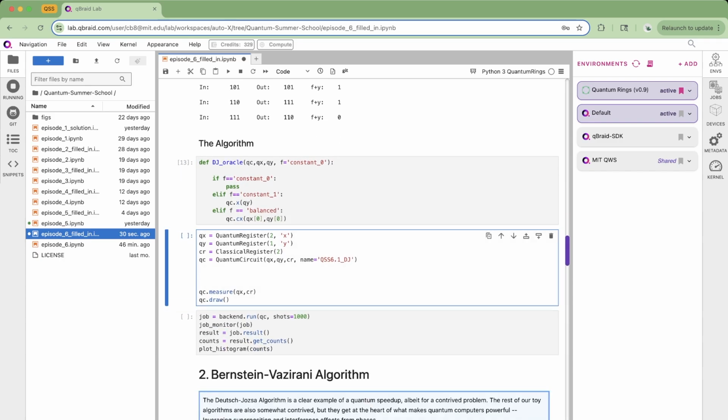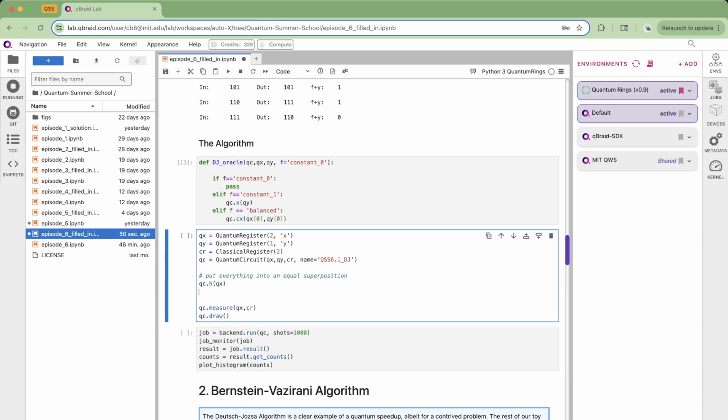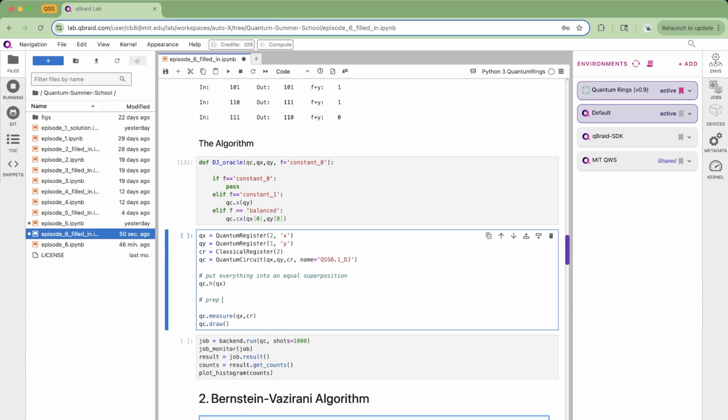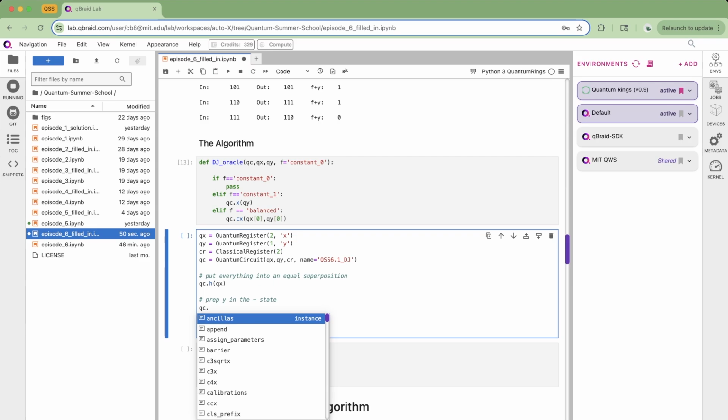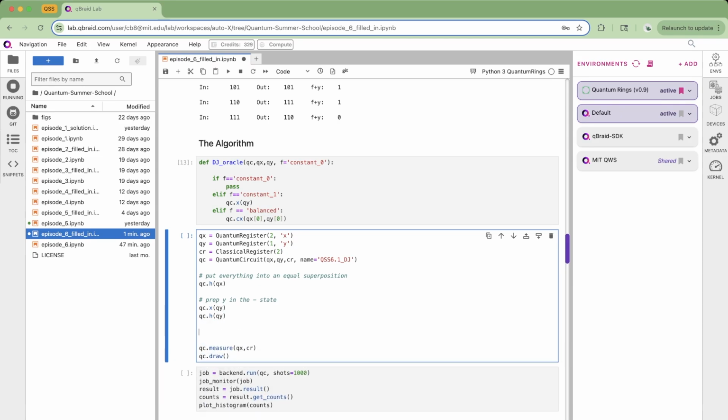And now we can put this together into a full algorithm. So let's remember the pieces. So the first thing that we want to do is put everything into an equal superposition. So we're going to apply Hadamard to everything in register X. And then we also want to prep Y in the minus state. So we can do that with an X gate and then a Hadamard. Then we want to apply our oracle.